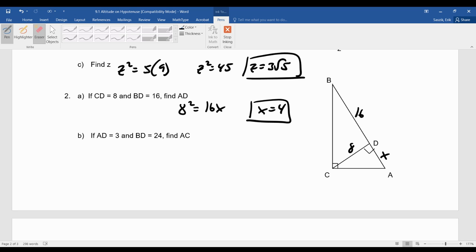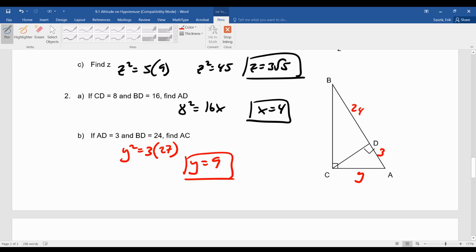Okay. I'm going to erase that. And I'm going to do the other one. AC, I'm going to call that y. AD is 3. BD is 24. So leg squared equals 3 times the whole thing, which is 27. 27 times 3 is 81. Okay.